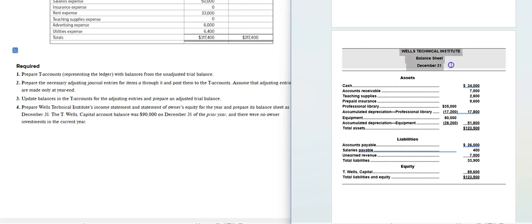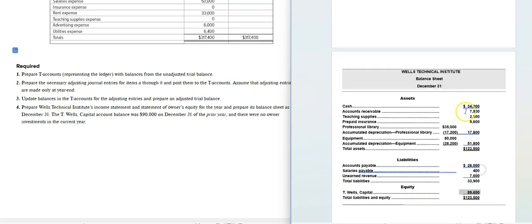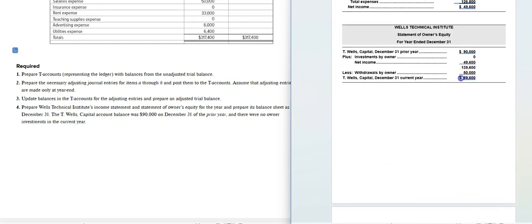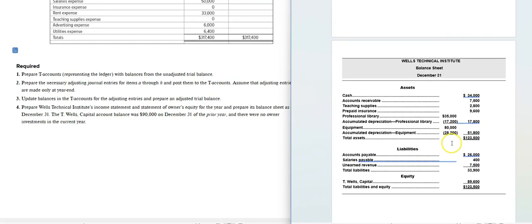Remember, the date on a balance sheet is different from the other two reports. It is one day in time, a snapshot, a screenshot, a picture on the last day of this year, December 31st. These were the assets, these were the liabilities, and the ending equity. Remember, that equity amount came straight from our statement of owner's equity.